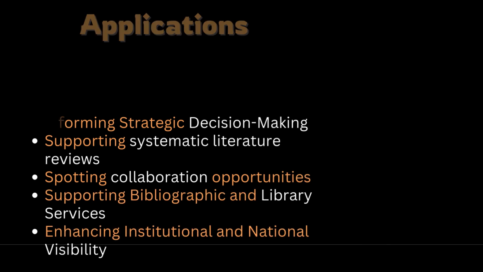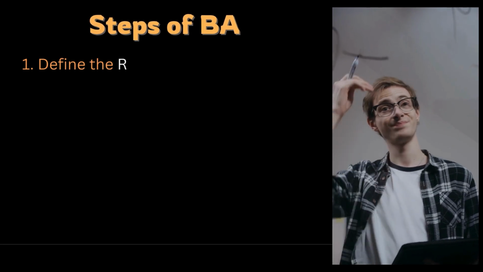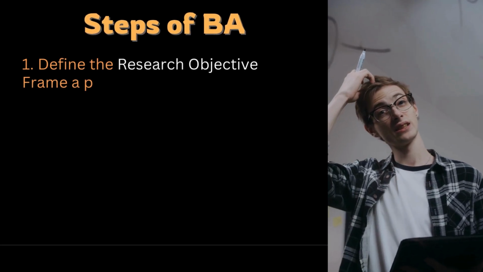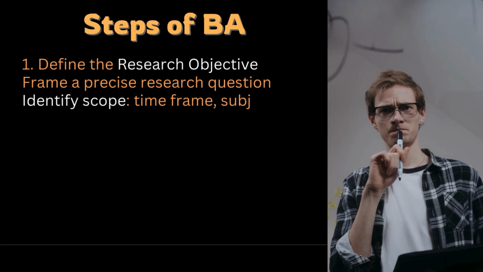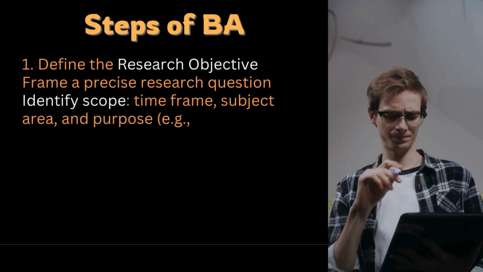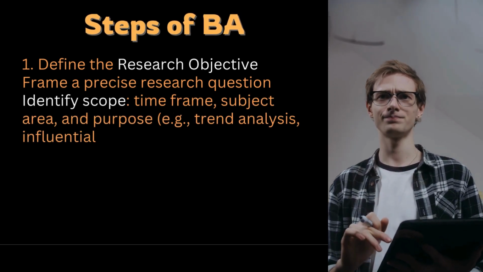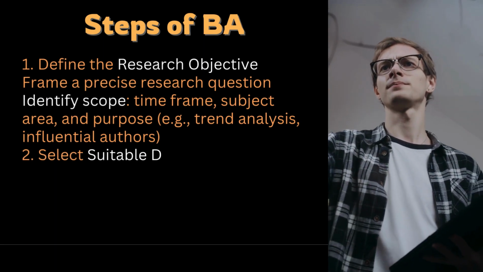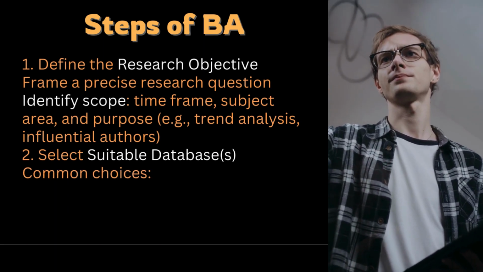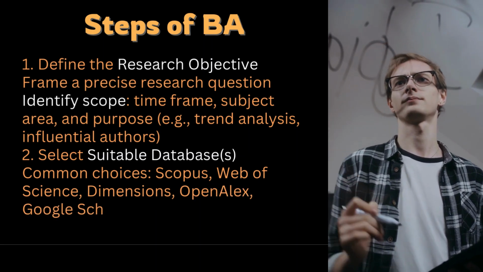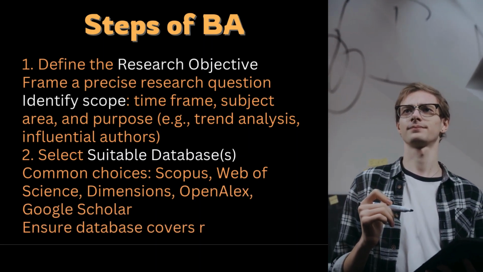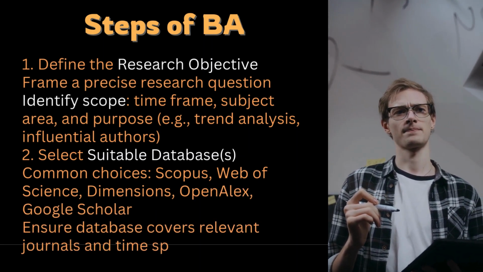So the first step in bibliometric analysis is to define the research objective. It begins with framing a precise research question, and then identifying the scope, the time frame, the subject area, and purpose, whether we are talking about trend analysis or influential authors. Then we select the suitable databases. It could be, as we said, Scopus, Web of Science, Dimensions, Open Alex, or even Google Scholar.